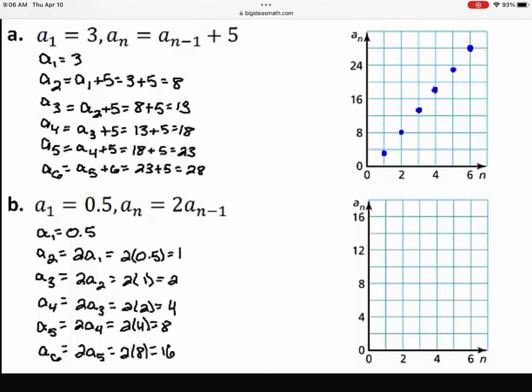Now you want to graph the sequence. To graph the sequence, plot the ordered pairs (1, 5/10), (2, 1), (3, 2), (4, 4), (5, 8), and (6, 16). A sequence is a discrete function, so the points on the graph are not connected.